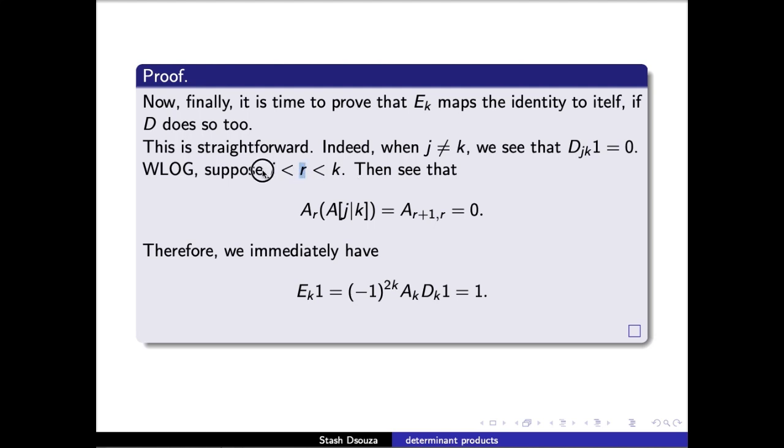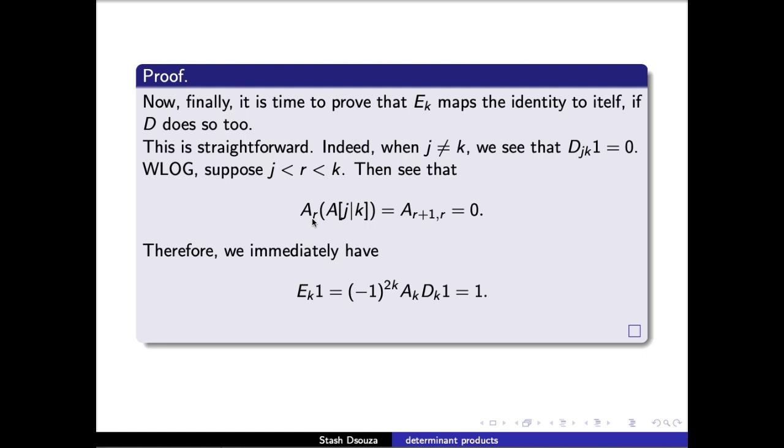r may also be equal to 1 of j or k, but that's not going to change the argument very much. Then we see that the entry at the position r comma r of the augmented matrix A j bar k is nothing but A sub r plus 1 comma r, and that is 0, because we are considering A to be the identity matrix 1, and we know that the identity matrix 1 has the entry at r plus 1 comma r to be equal to 0.